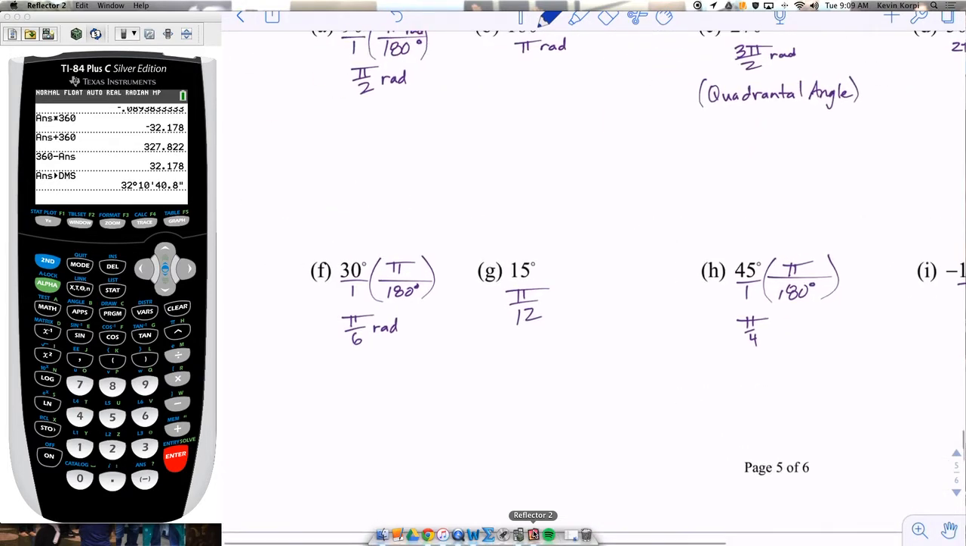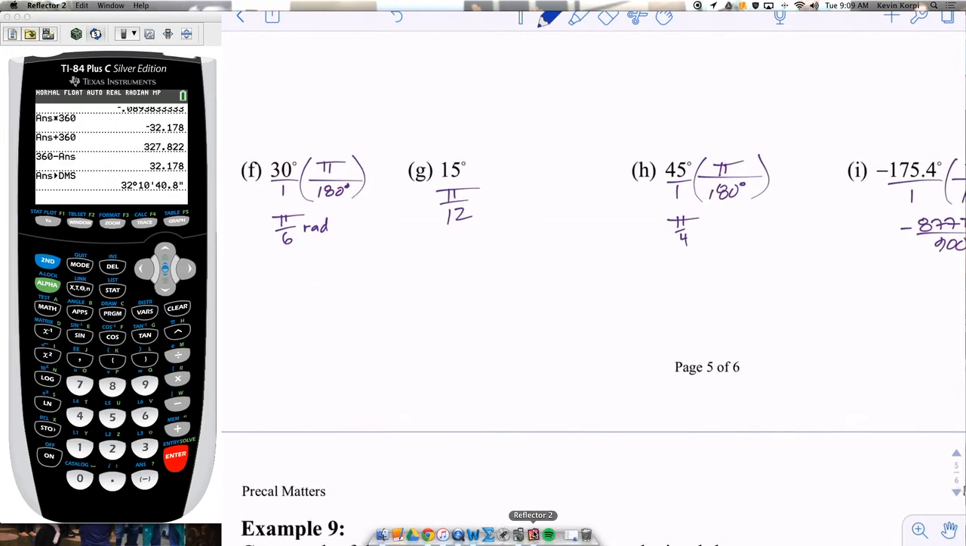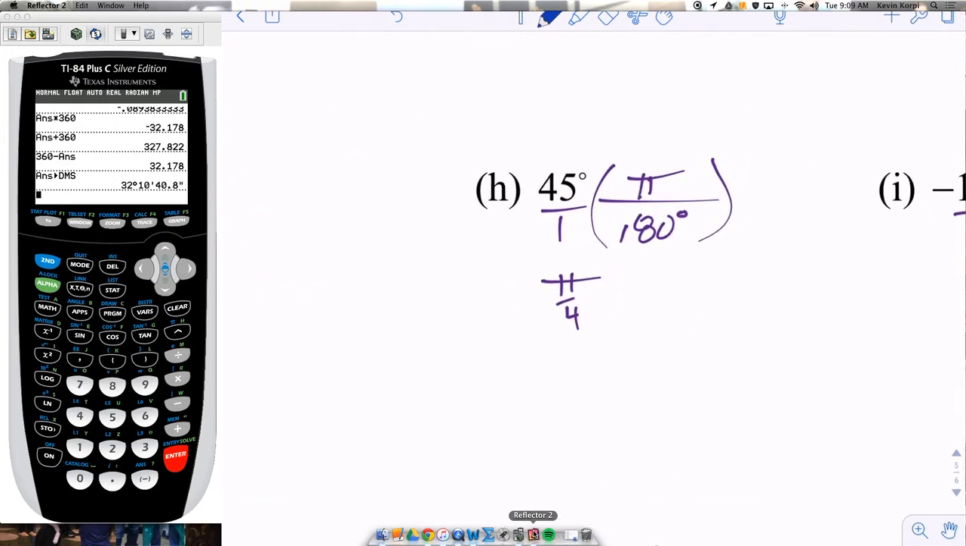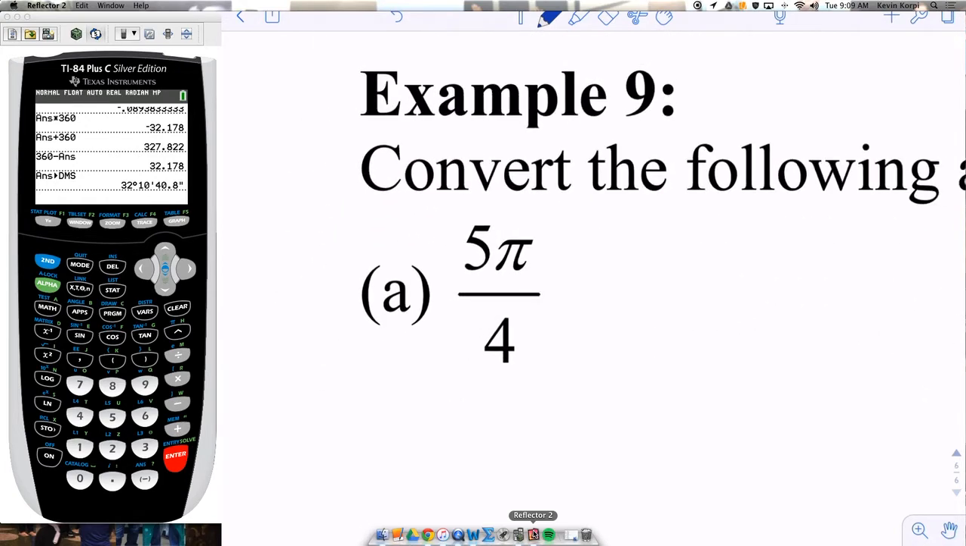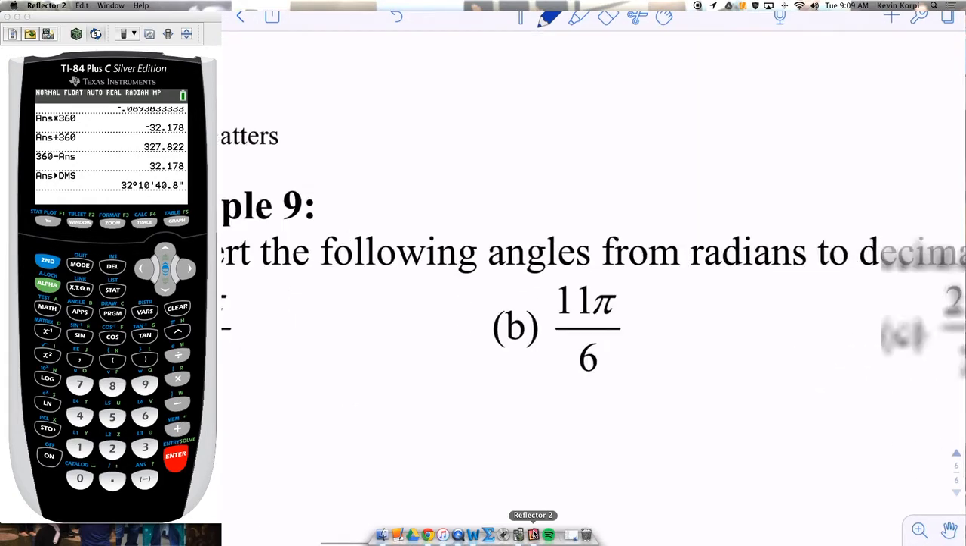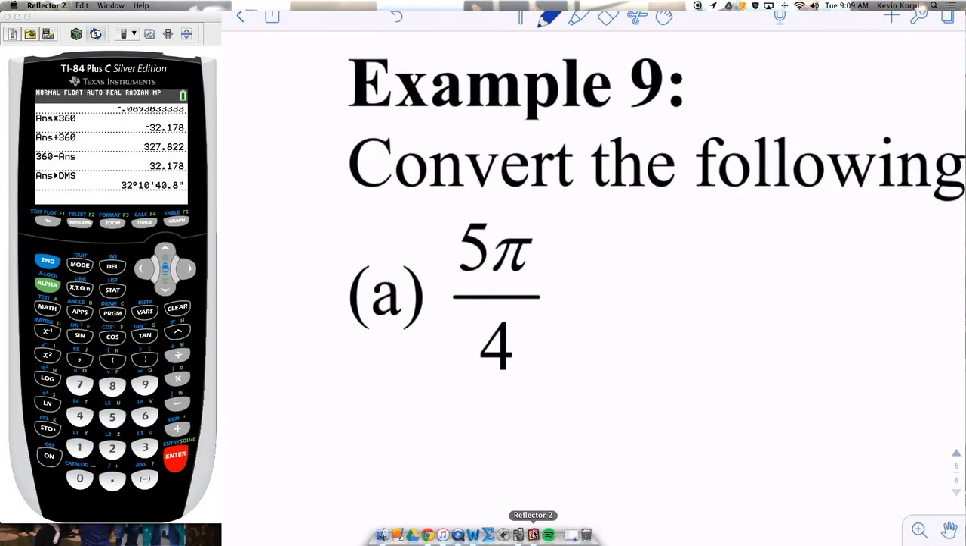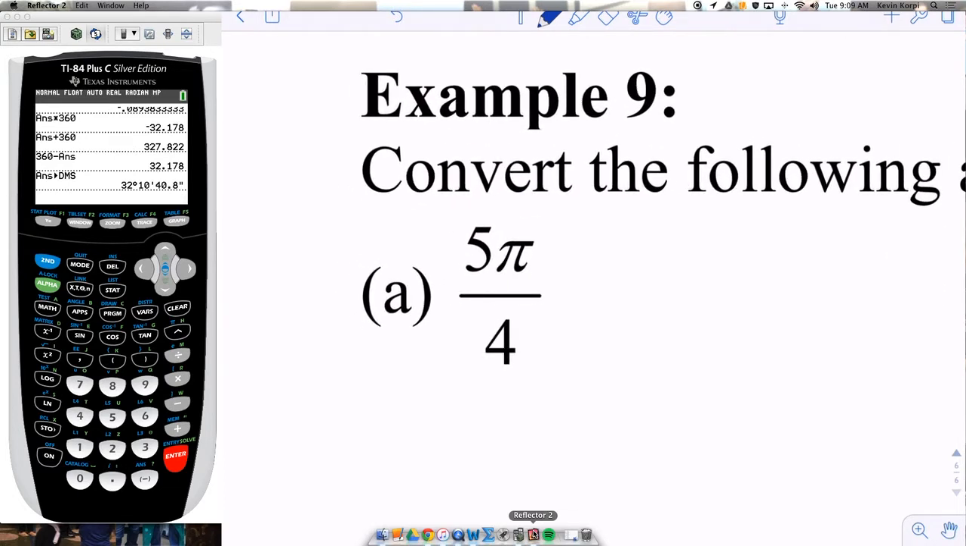All right, so we were going through here and figuring out what the radian measure of some common degree angles are, and now we're going to go the other way. All right, so here we go. Convert the following angles from radians to decimal degrees. Example 9. 5 pi fourths.